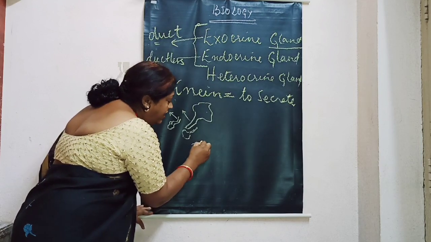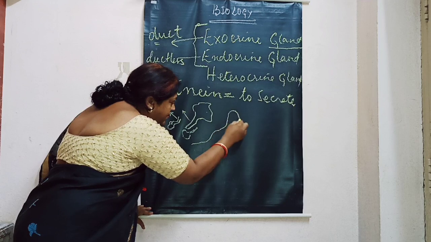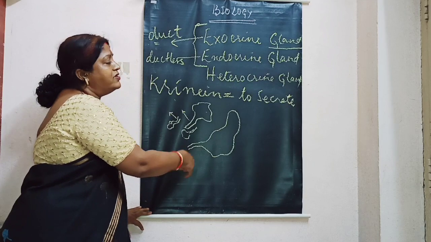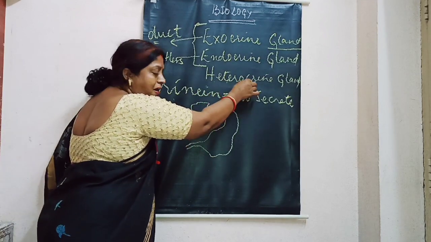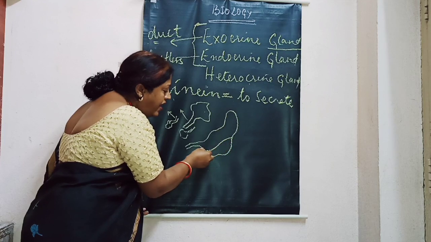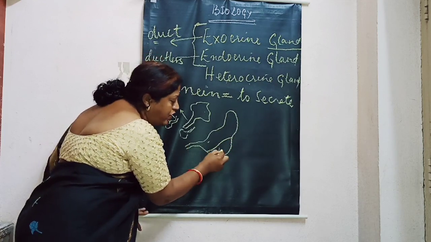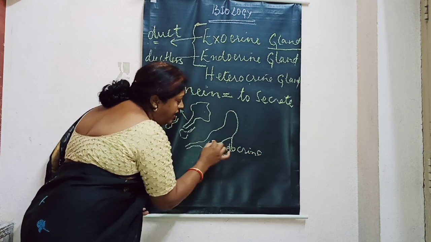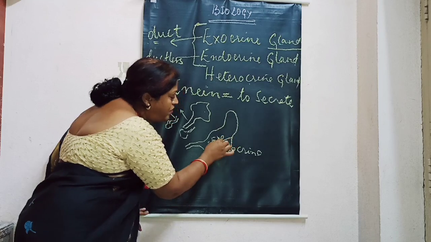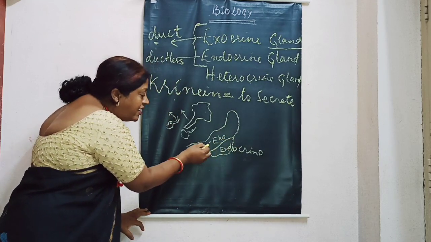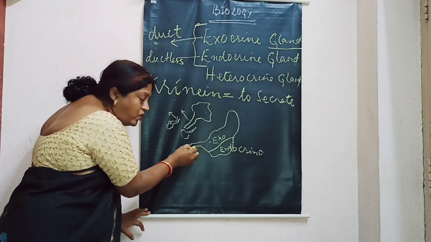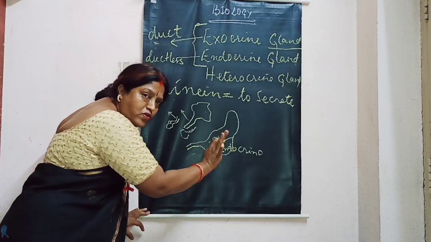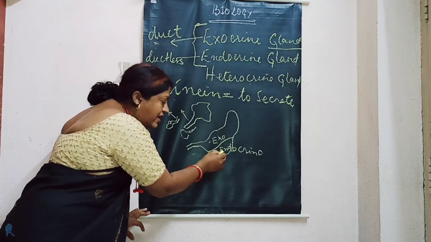The pancreatic gland is a leaf-like structure like this. It is also called a heterocrine gland because it has a part that is exocrine gland and a part that is endocrine gland. The exocrine part secretes its chemical substances through ducts. Exocrine glands have ducts, while endocrine glands do not have ducts, so they are called ductless glands.